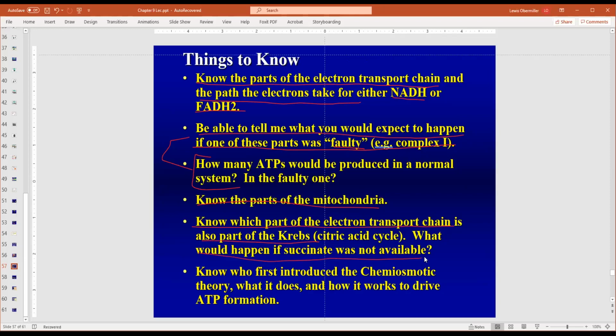What happens if succinate isn't available in the cell? How many ATPs will we make? 34? No. Well, remember, Krebs cycle shut down, but we still have the NADHs from glycolysis and from making acetyl-CoA. And we can make 6 from each of those, so that gives us 12.